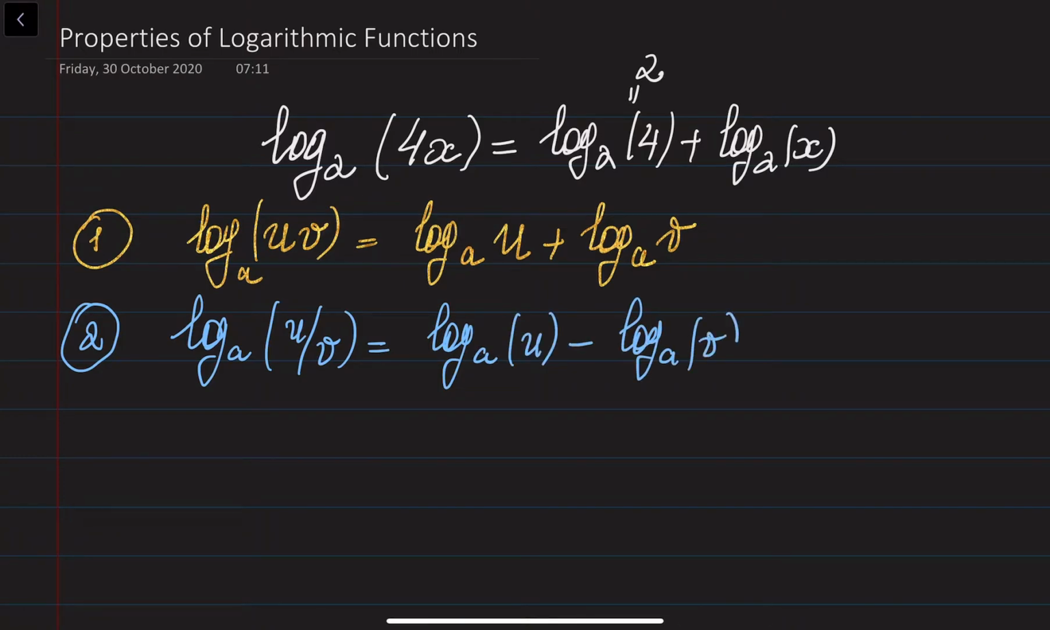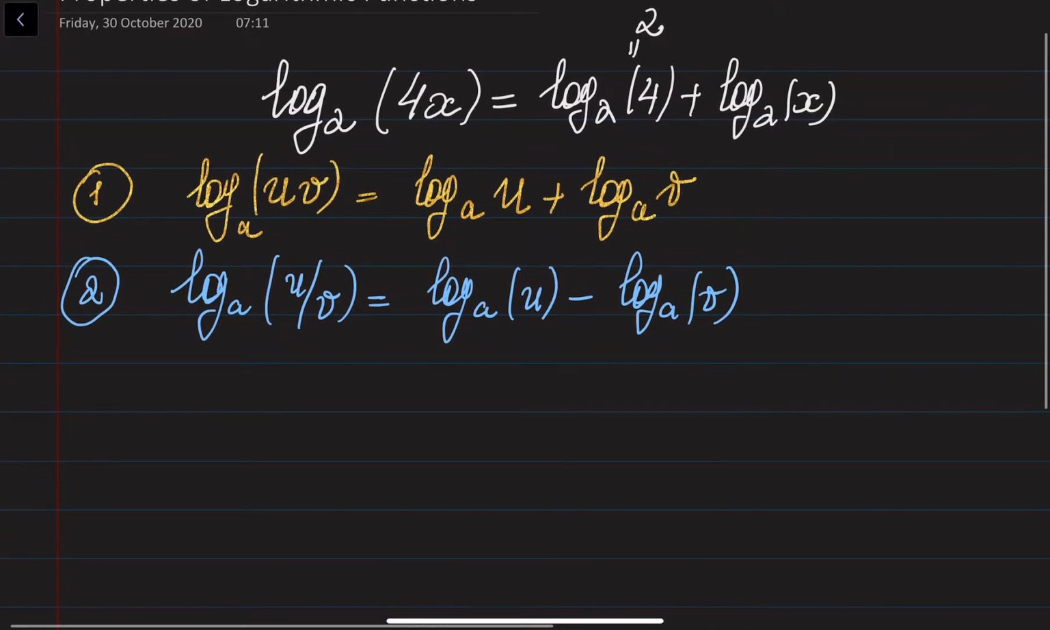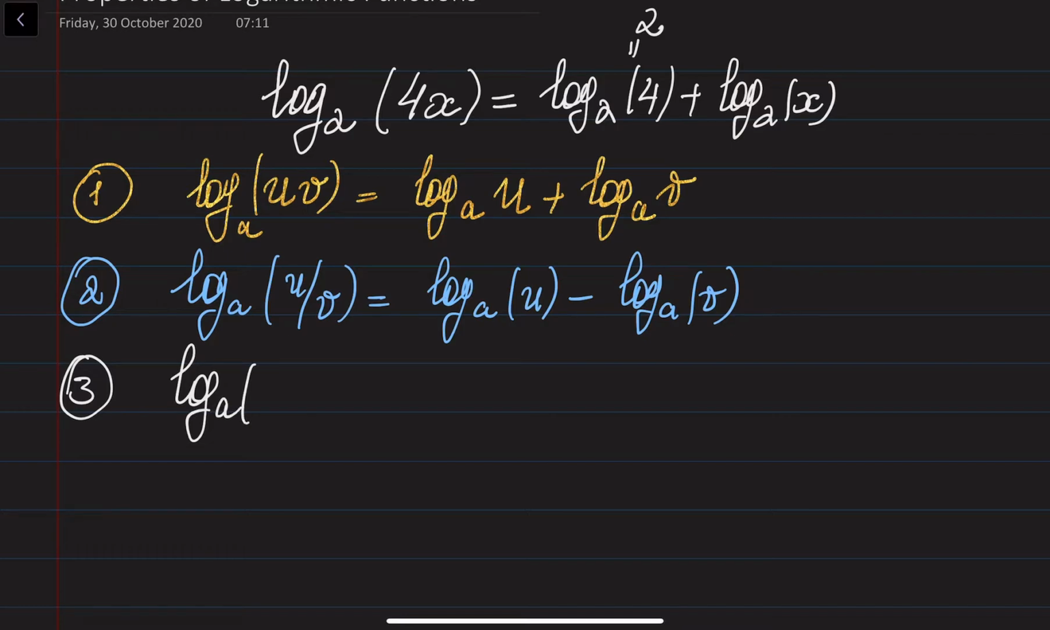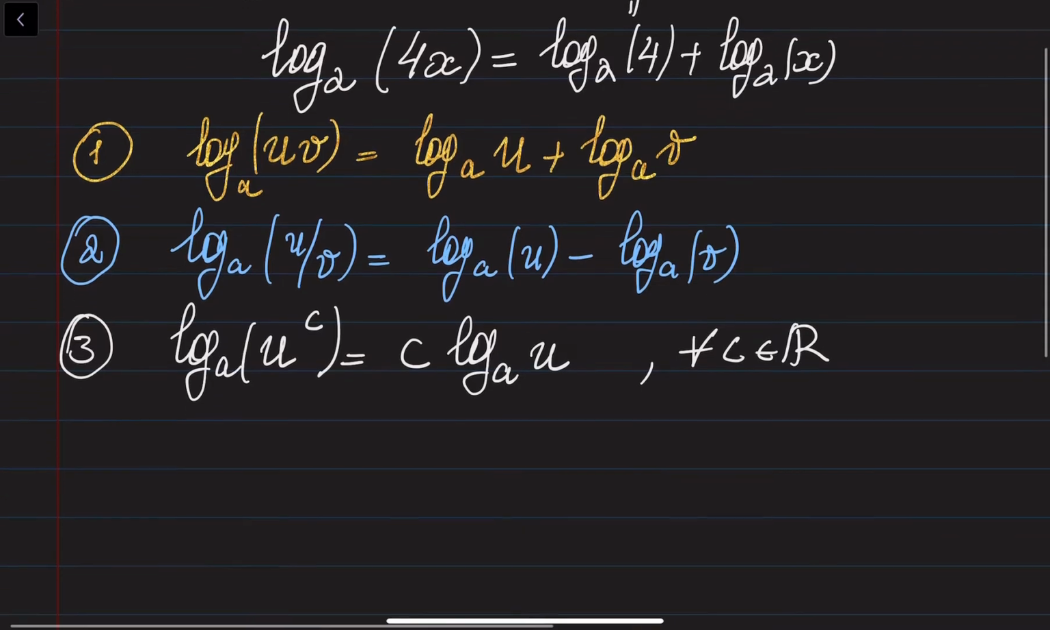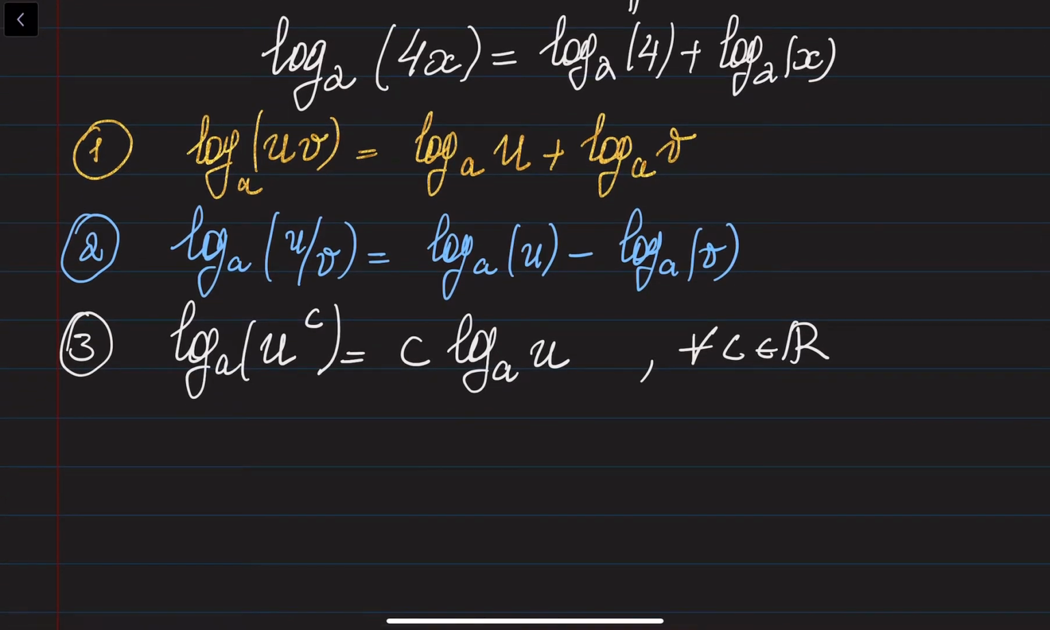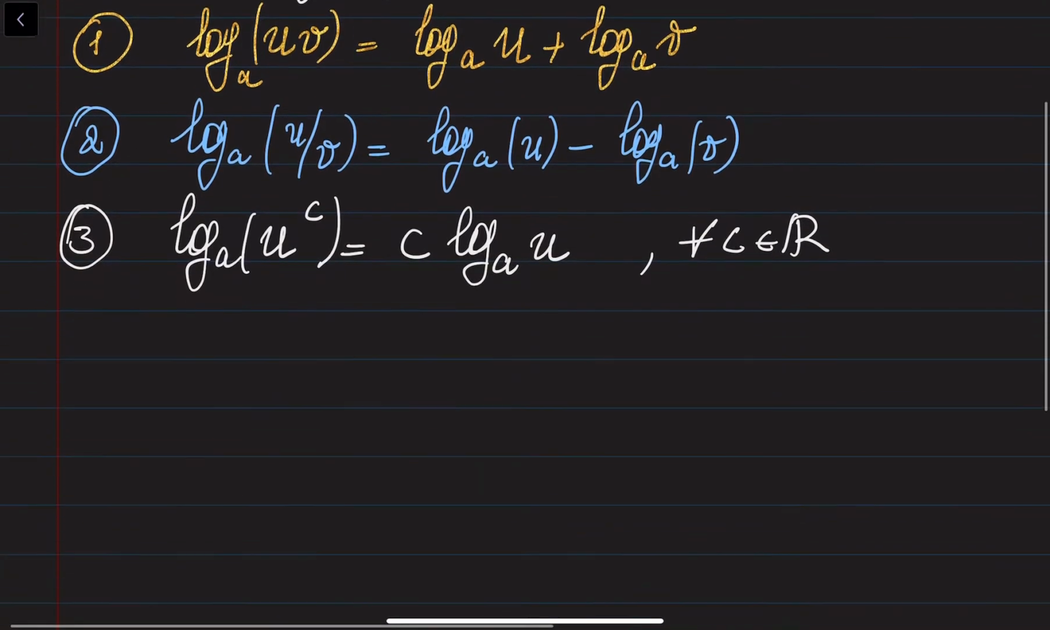And the third property is the logarithm base a of u to the power of c is going to be equal to c times the logarithm base a of u, for any real number c. Okay, so let's try to prove all three properties of the logarithmic functions, and I will give you some examples on how to deal with these properties.